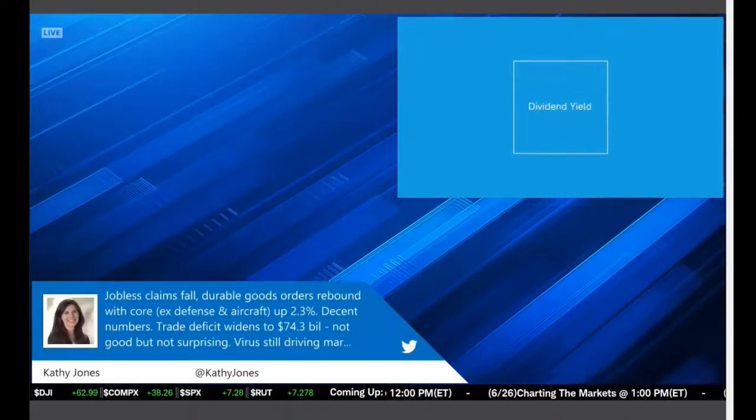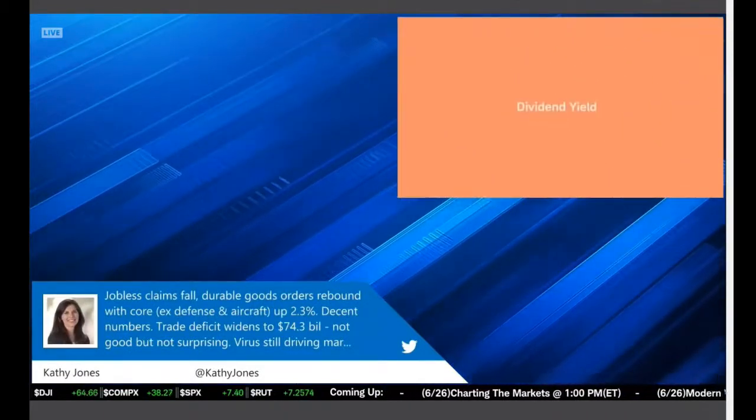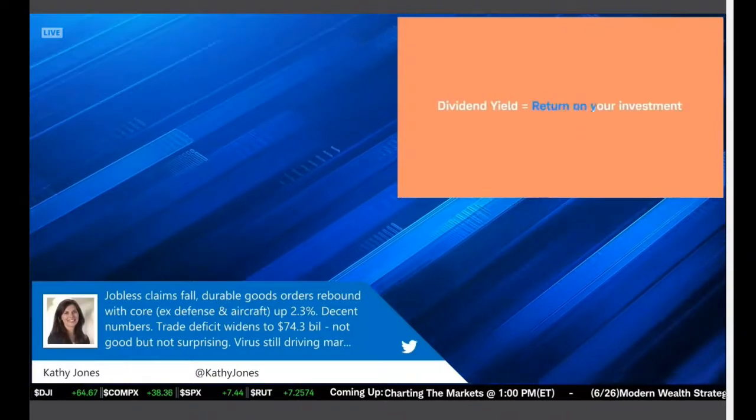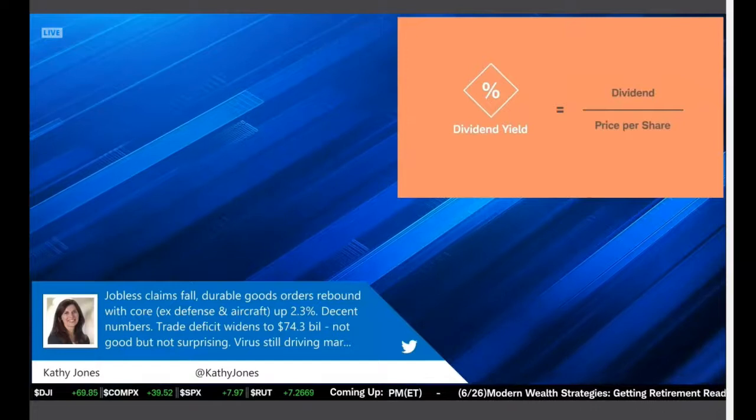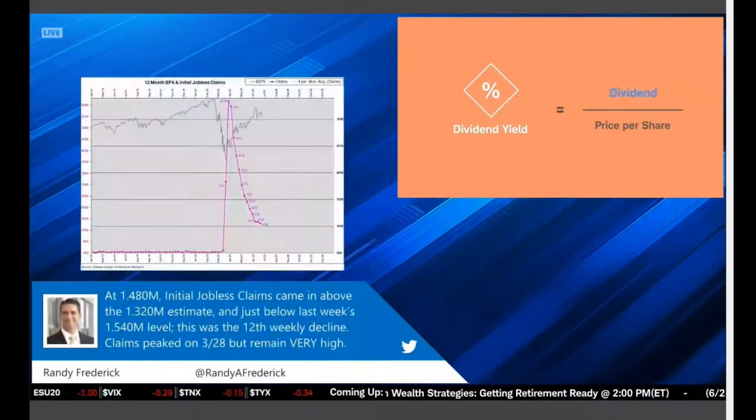Dividend yield is a ratio and one of several measures that helps investors understand how much return they're getting on their investment. For companies that pay a dividend, you can calculate dividend yield by dividing the expected income, the dividend, by what you invest, the price per share.